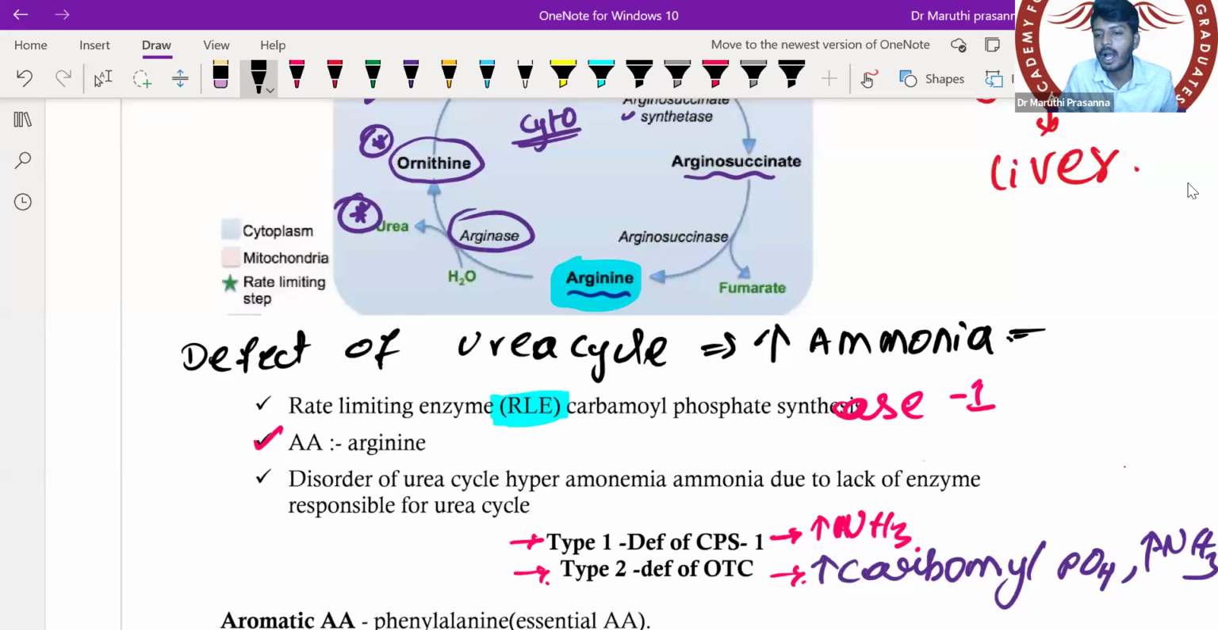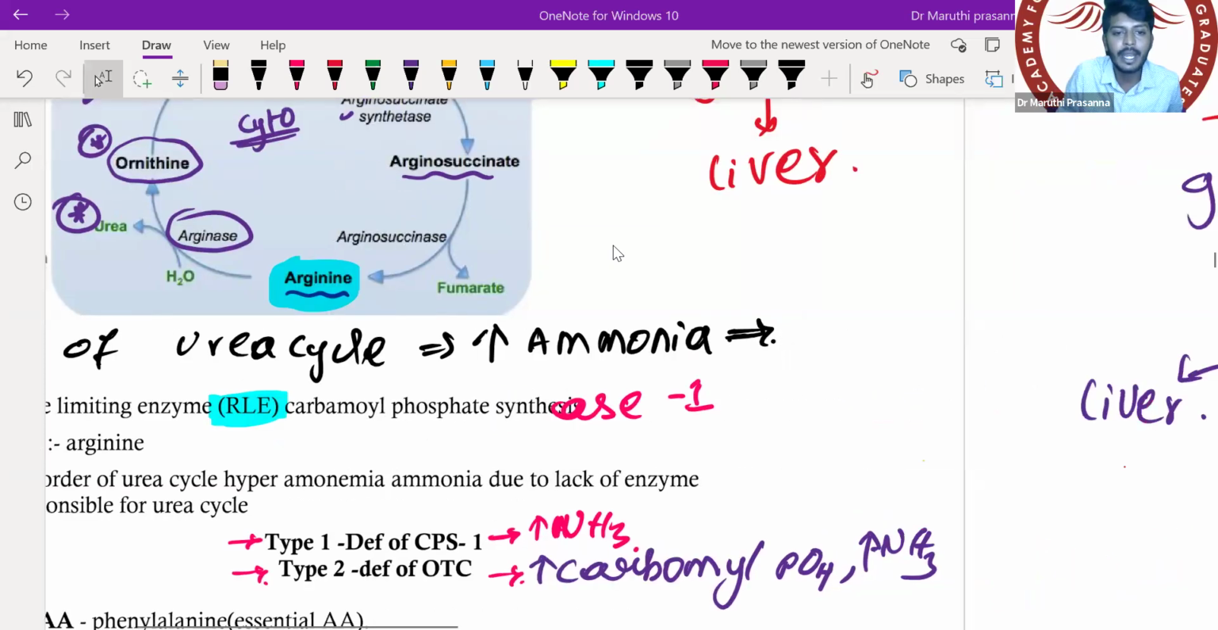So increase of ammonia is very toxic to which organ of your body? Ammonia is toxic to one organ. Which is that organ? Yes, ammonia is very much toxic to the brain. So it is toxic to the brain, leading to encephalopathy, called hepatic encephalopathy.